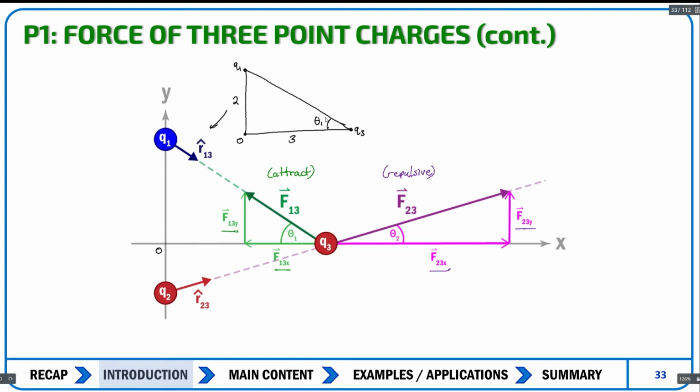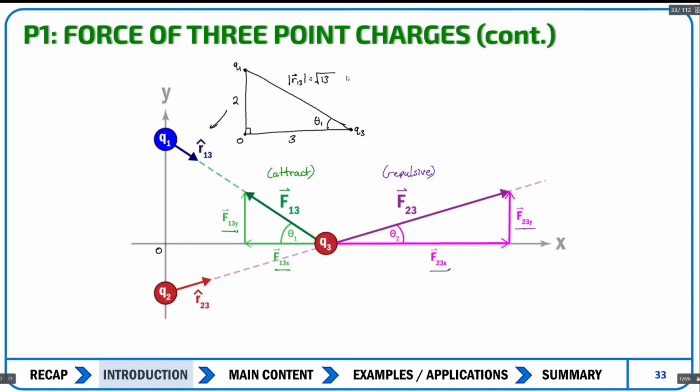So between all of this, I also know that if I have a distance between Q1 and Q3, it's going to be R13 is equal to the square root. So a squared plus b squared equals c squared. For a right angle triangle, that would be 3 squared plus 2 squared, or 9 plus 4, which is 13. So now I have this.